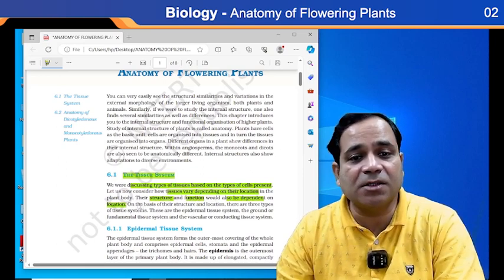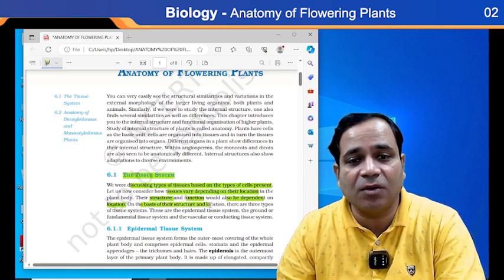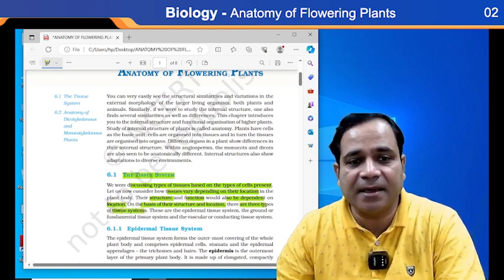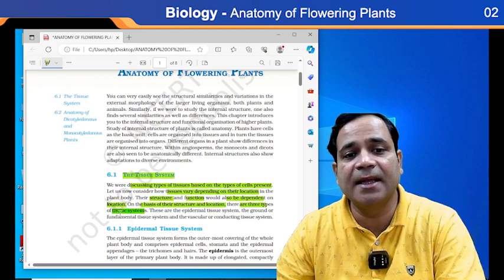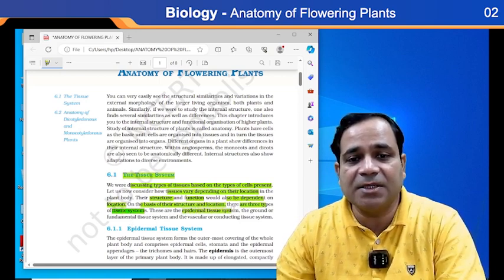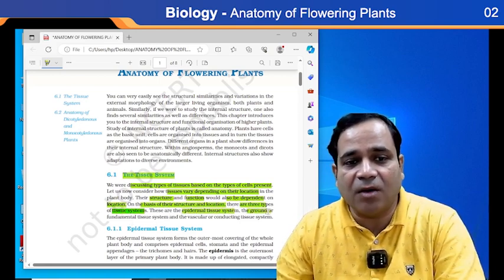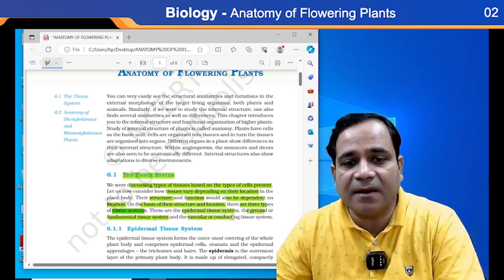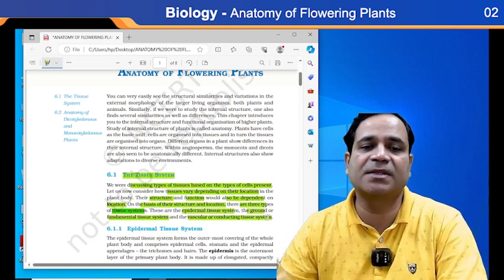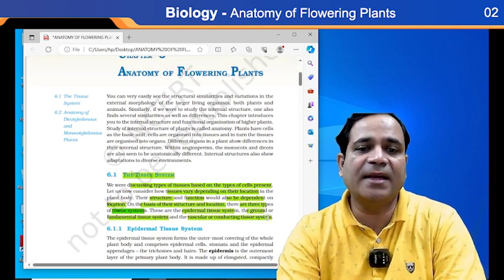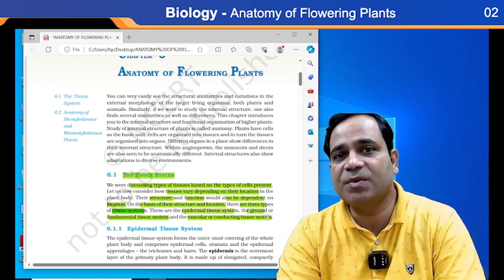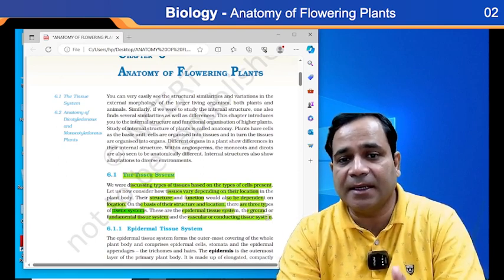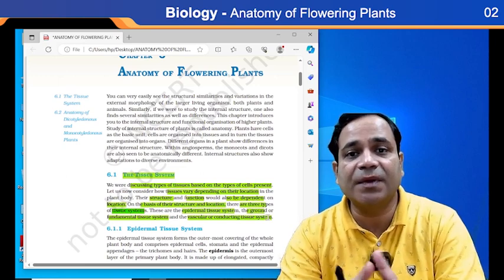So whatever the structure of the plant tissue or its function, they may also depend on the location. On the basis of their structure and location, there are three types of tissue system. Number one, the epidermal tissue system. Second is the ground or the fundamental tissue system. And third is the vascular or conductive tissue system. This is an important point: on the basis of structure and location, the tissue is classified into three parts.